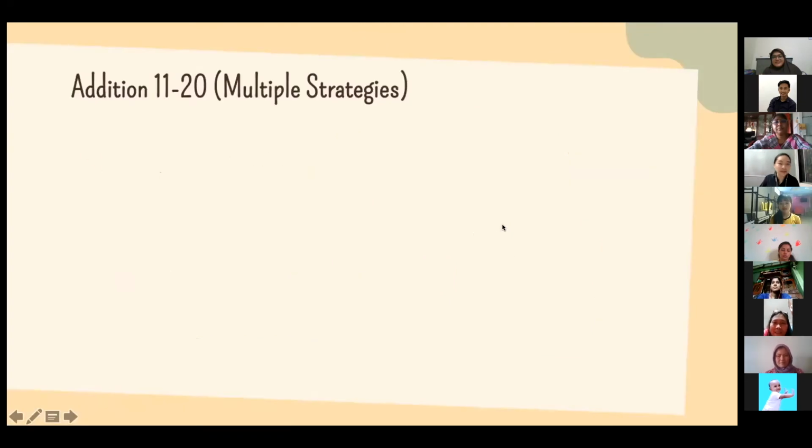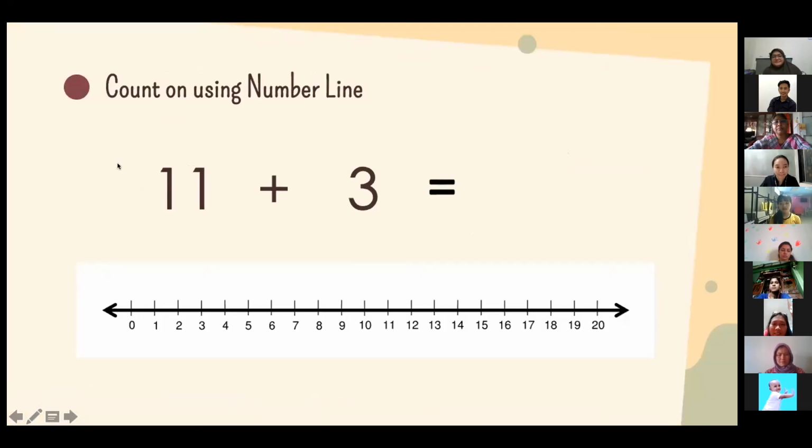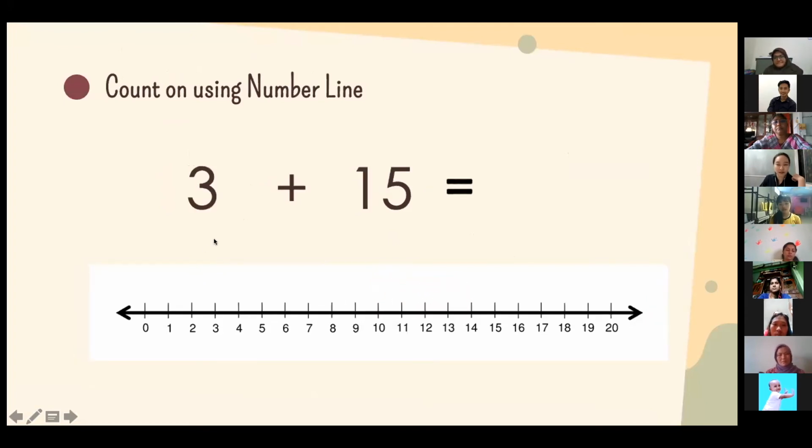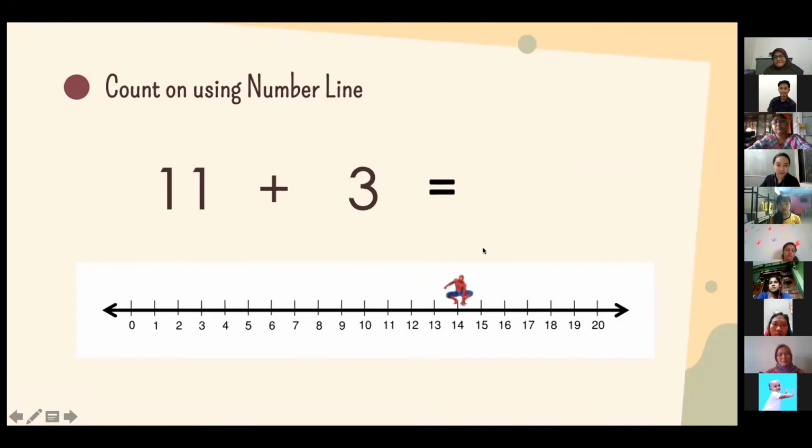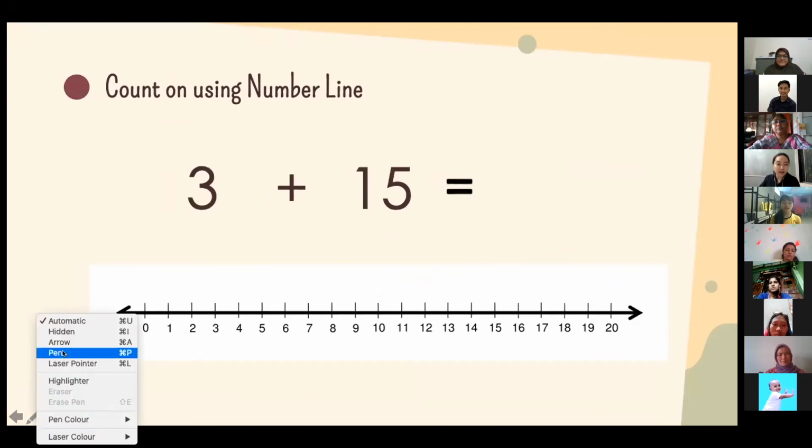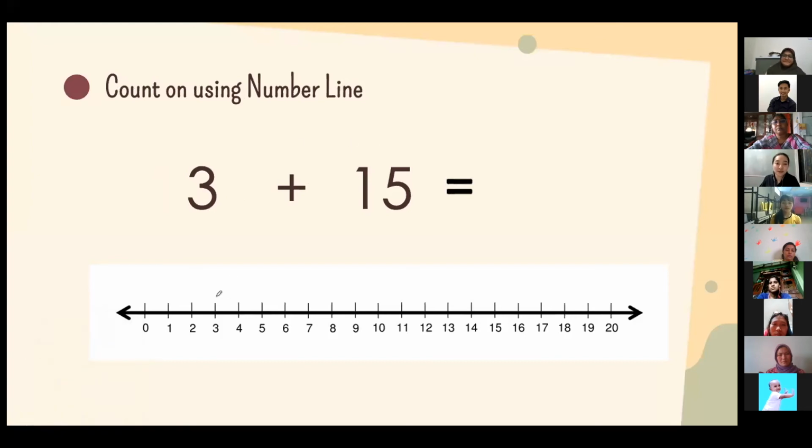So we are using multiple strategies as well. First, we have counting on using number line. So when the addends are small, we encourage them to use counting on, like 11 plus 3. So 11, go forward 3 steps, is 14. And also, when we have a number like this, would you want the kid to start from 3 and jump 15 times? No, that would be a nightmare.